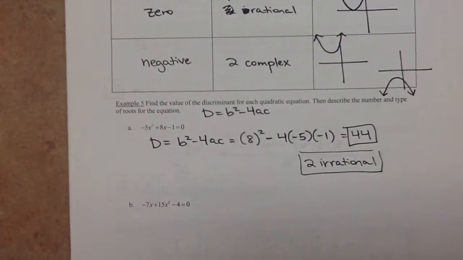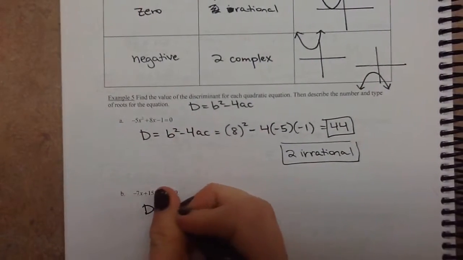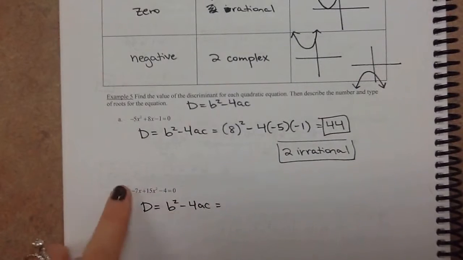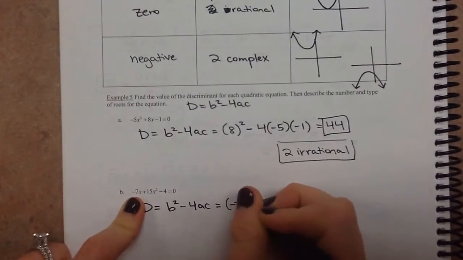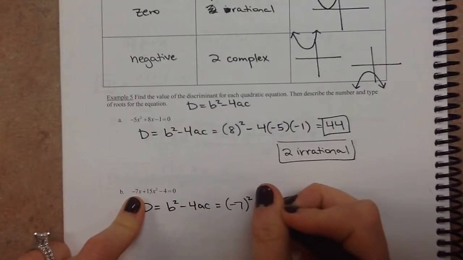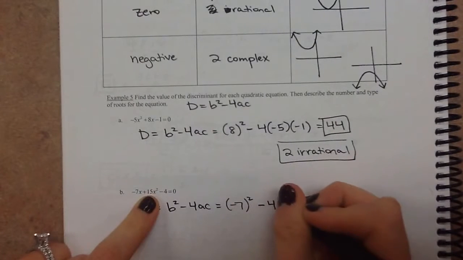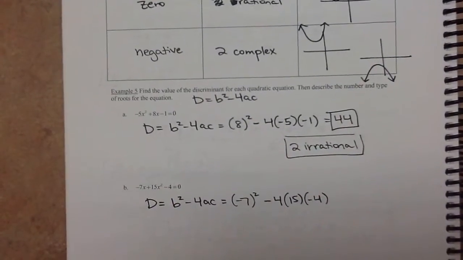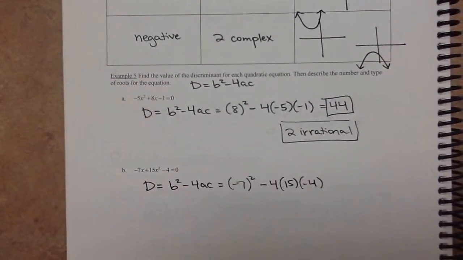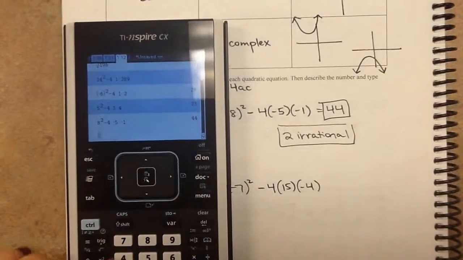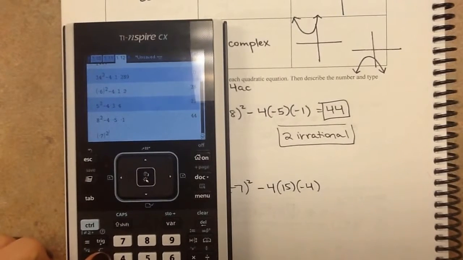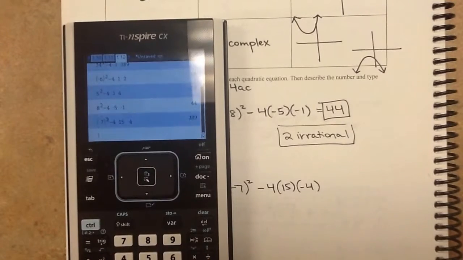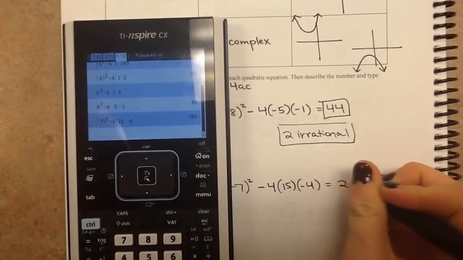Okay, next example. Be careful with this one because it's out of order. b is always the number in front of the x, no matter what order it's in your equation. And then a is always in front of the x squared, and then c is always the number hanging out by itself. Okay, so let's plug that into the calculator. Negative 7 squared minus 4 times 15 times negative 4. That comes out to be 289.